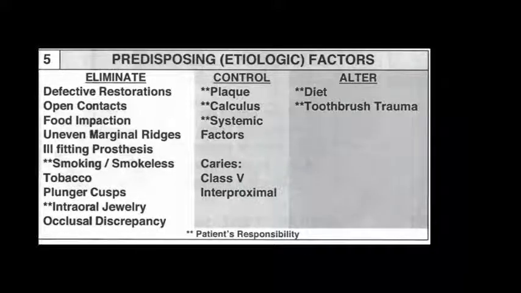We also have certain ones that we control. Yes, we can give good plaque control, but plaque is going to come back every day. Calculus is going to reoccur, and then we need to look at systemic factors that complicate the problem, such as calcium channel blockers that cause tissue overgrowth and other medications that may have a drying effect on the mouth. Obviously, you need to control caries, and you need especially to control class 5 interproximal caries. And also, we can alter the diet and also the toothbrush trauma.